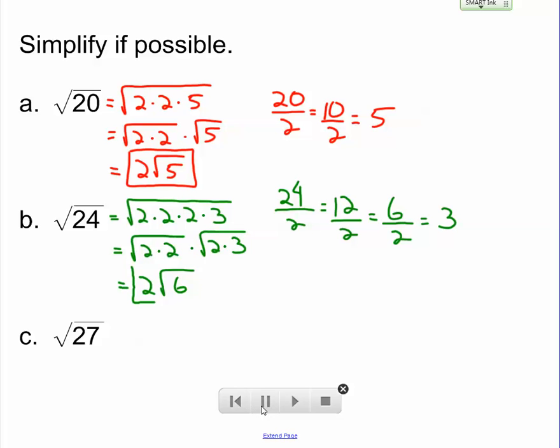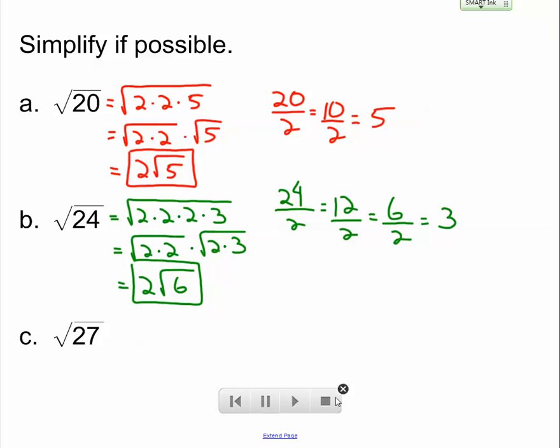Because I know that the square root of 2 times 2 is 2. The square root of 2 times 3, I can't do anything with. There's no pairs in there. So that's the square root of 6. So to simplify the square root of 24, we would make that 2 times the square root of 6. You can check that on your calculator too. The square root of 24 is equal to 2 times the square root of 6 if you put them both in decimal form.